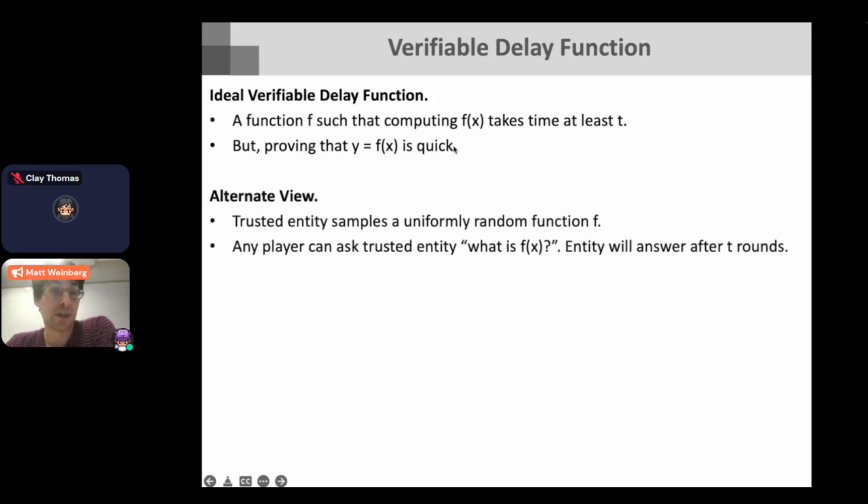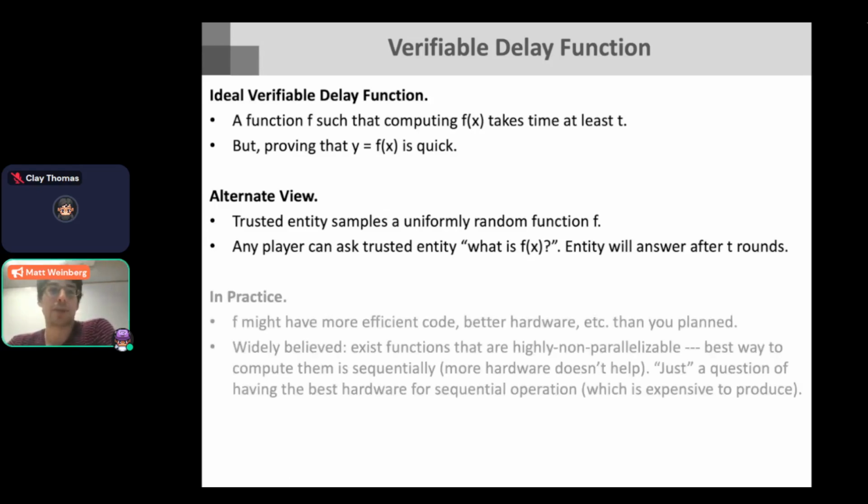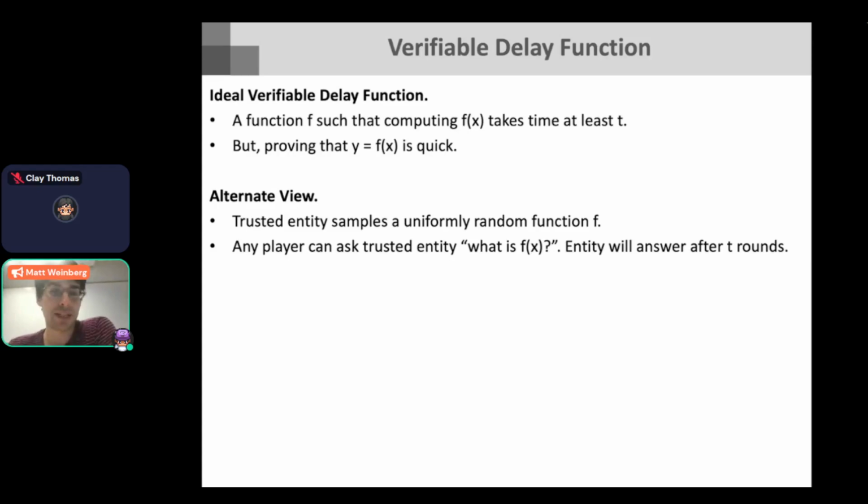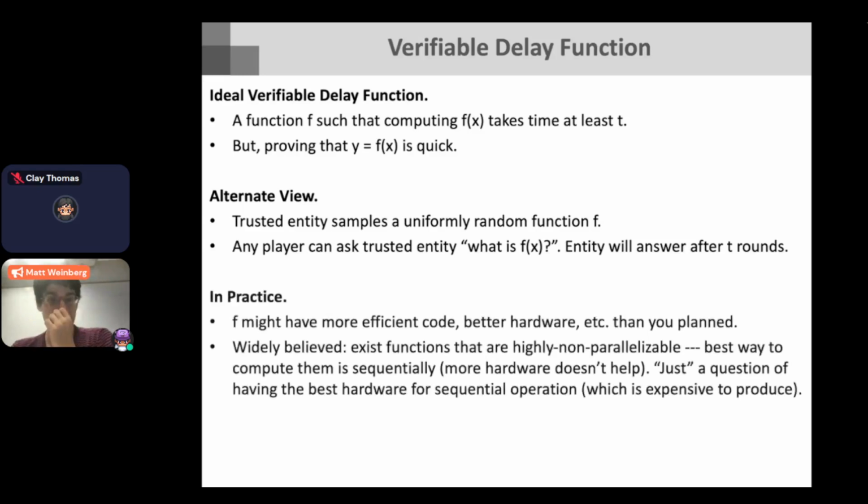Okay, and this one I think is easy to view through the trusted entity, which samples a uniformly random function f, and any player can ask this trusted entity at any point in time, what is f of x? And then the entity will just sit around, and then answer after T rounds. Okay, so that's how you should think of a VDF if done correctly.